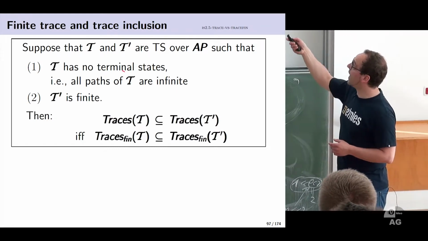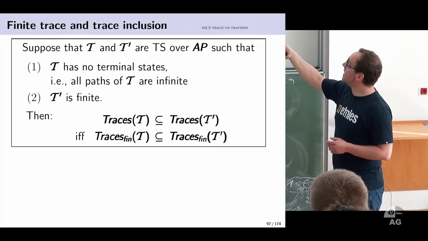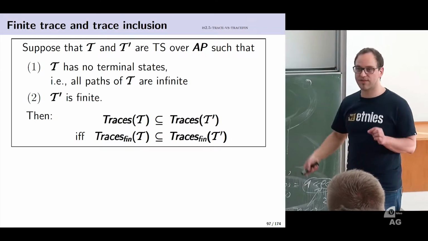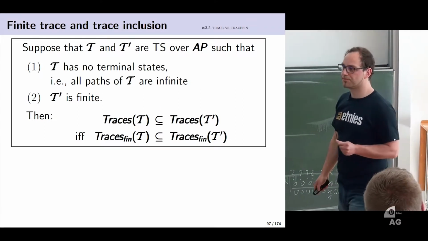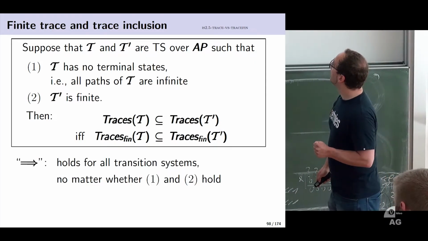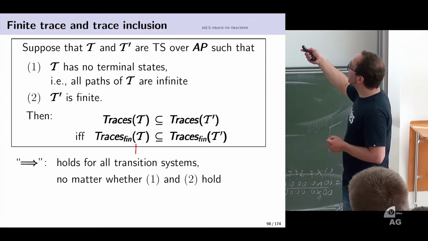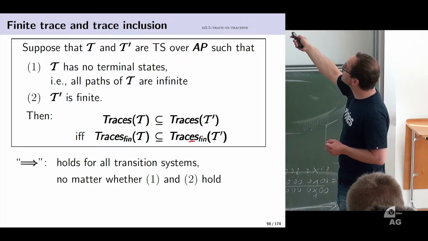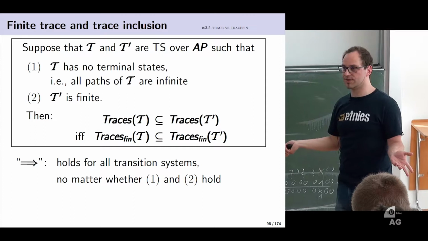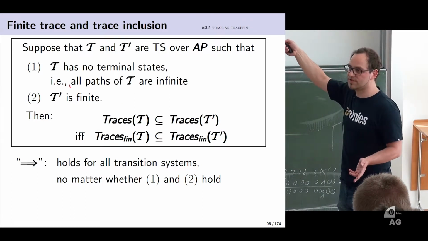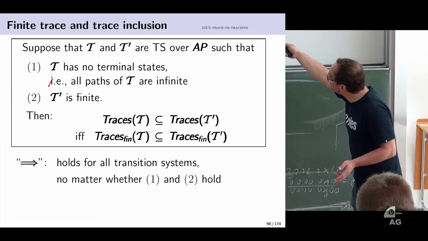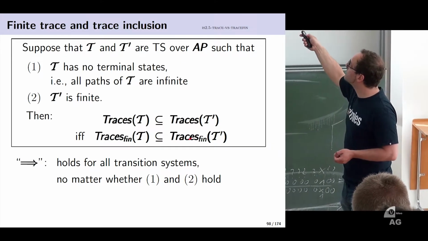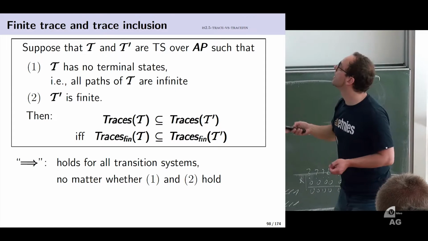And then you can show, under these assumptions, that trace inclusion is the same thing as finite trace inclusion. And we already saw that the implication from trace inclusion to finite trace inclusion holds for all transition systems, no matter whether you have this or not. But if you additionally have these two things, then also the other way around: finite trace inclusion means trace inclusion.